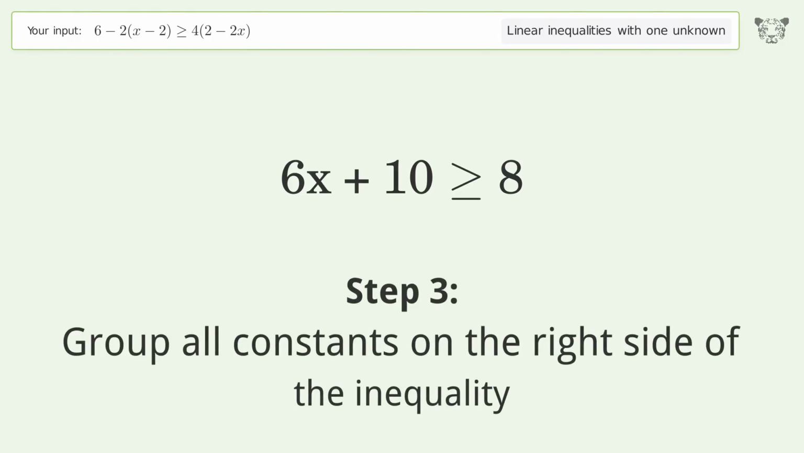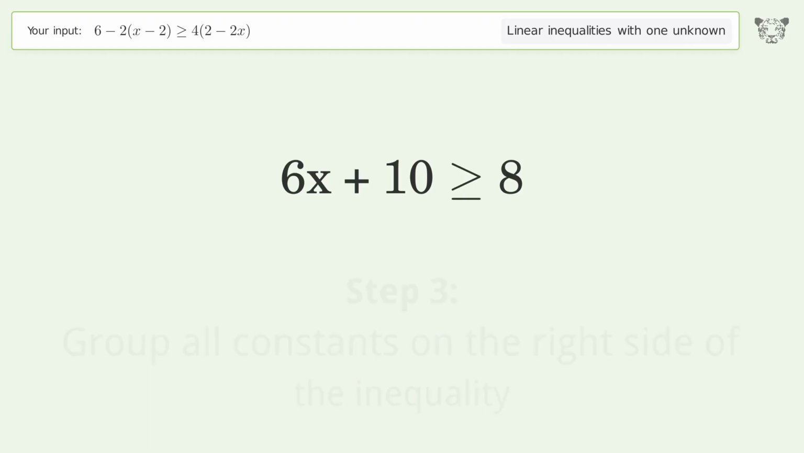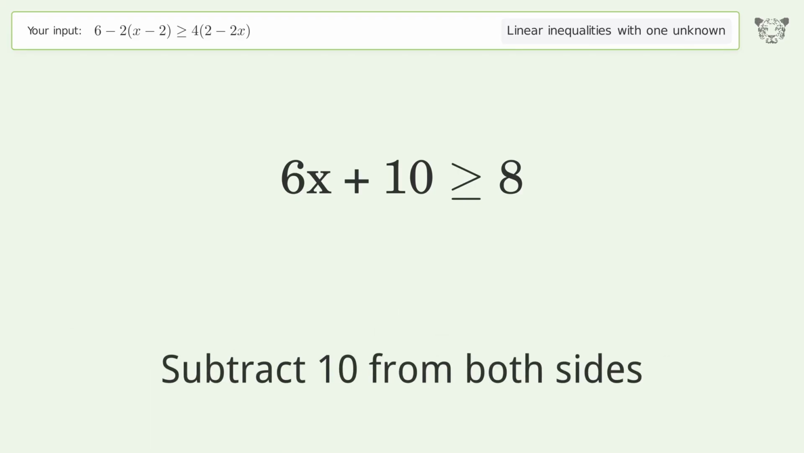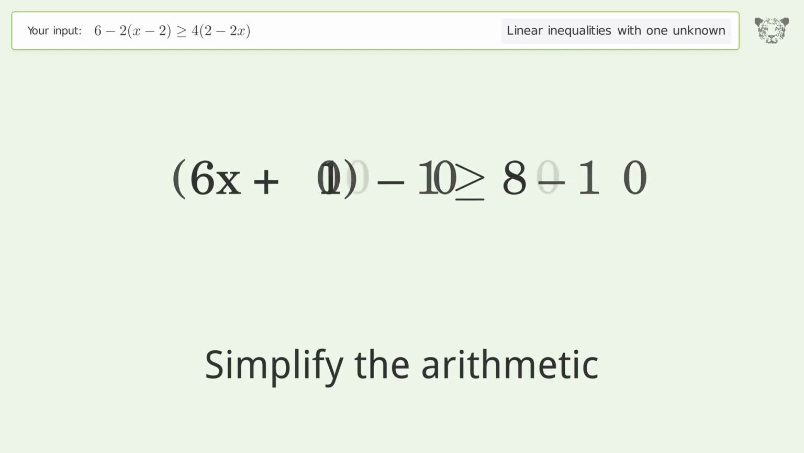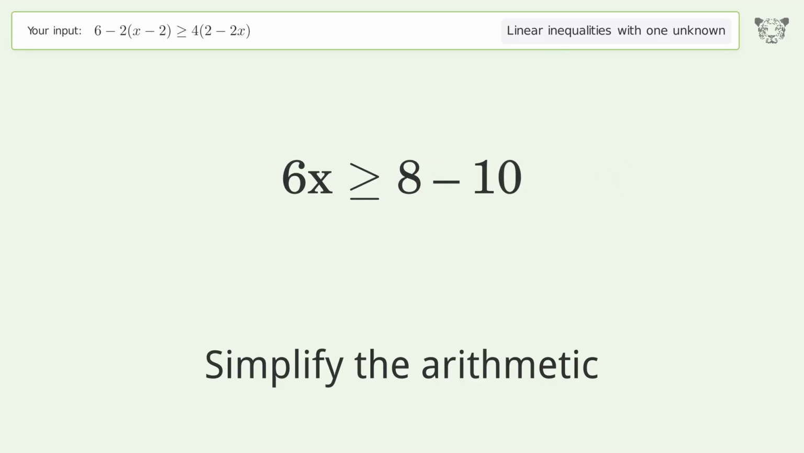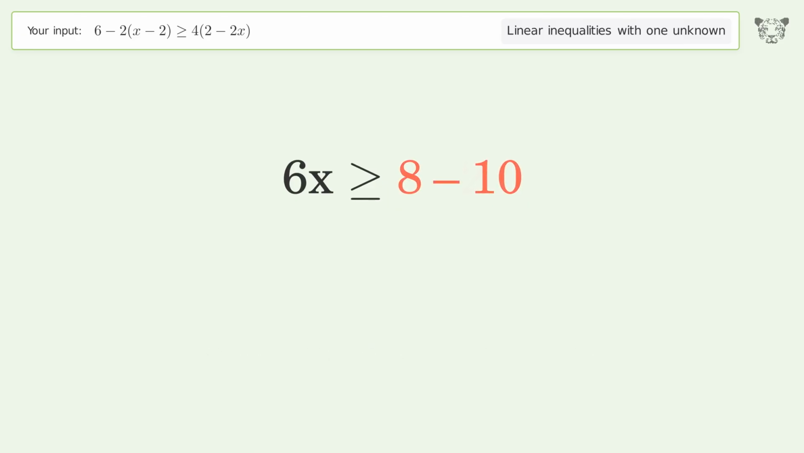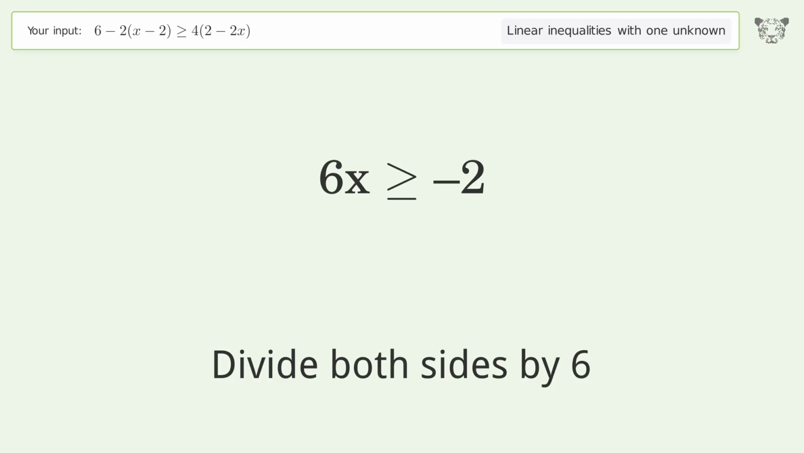Group all constants on the right side of the inequality. Subtract 10 from both sides. Simplify the arithmetic. Isolate the x. Divide both sides by 6.